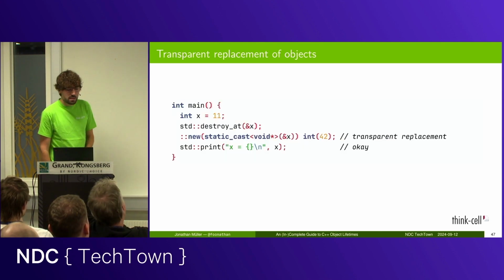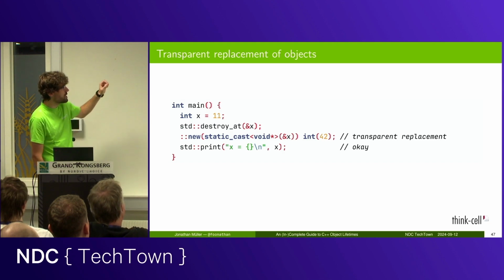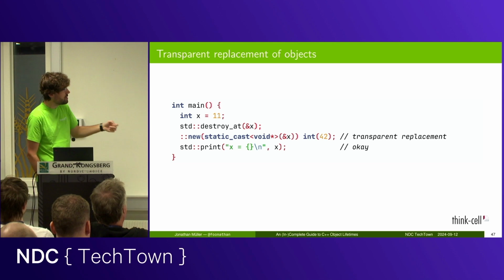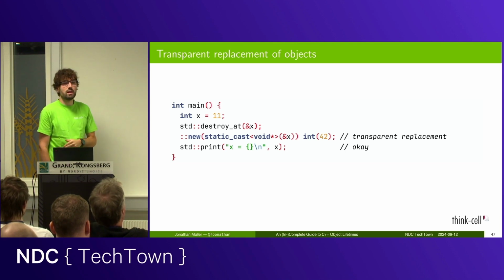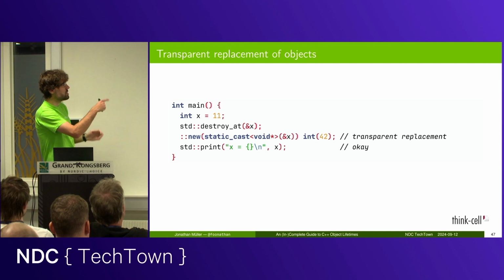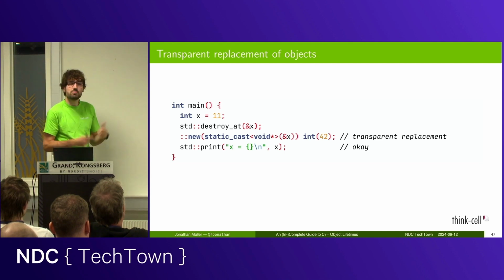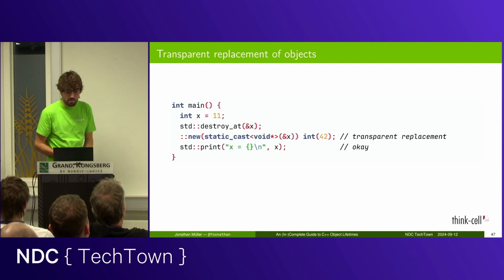So what this means is here we're okay. This is a transparent replacement because we're using the same storage and the same type, and we are not in one of those weird edge cases. Put a new int in there, we can just use the old name as if nothing has happened, because it will sort of automatically point to the new object.